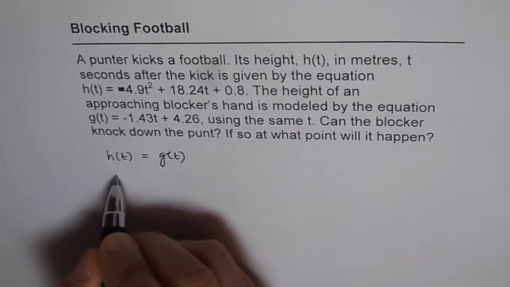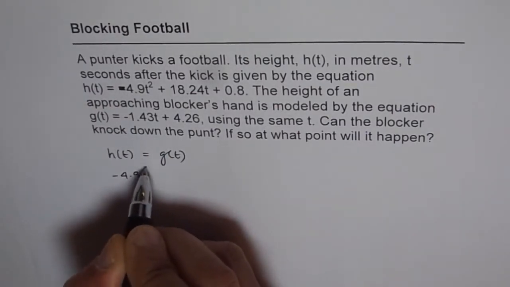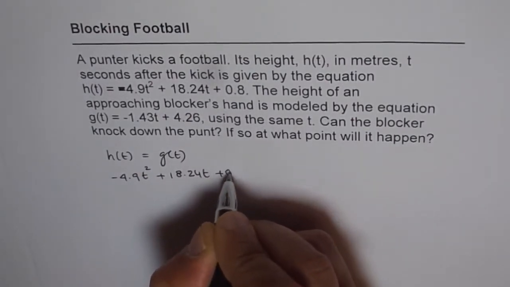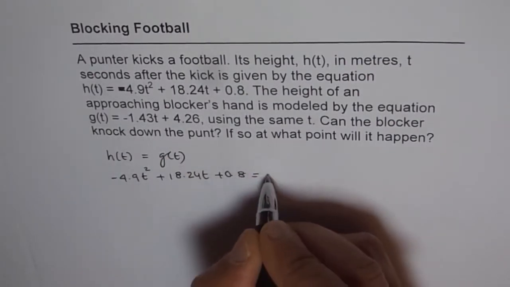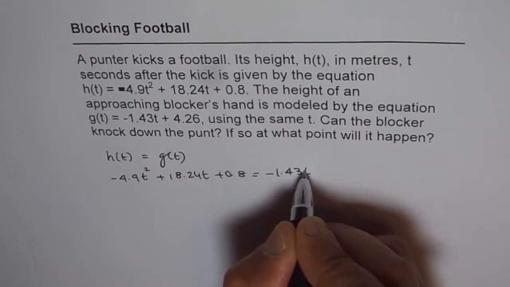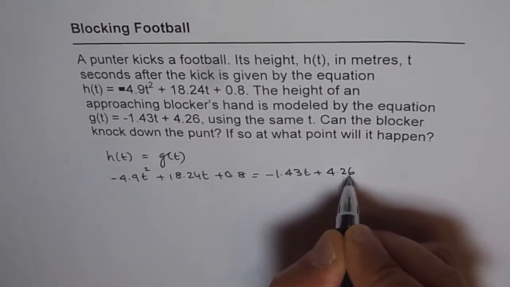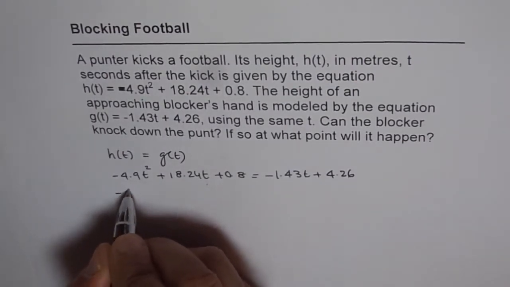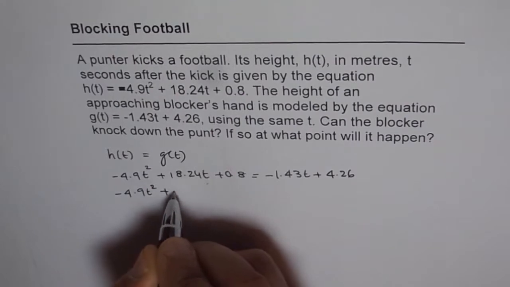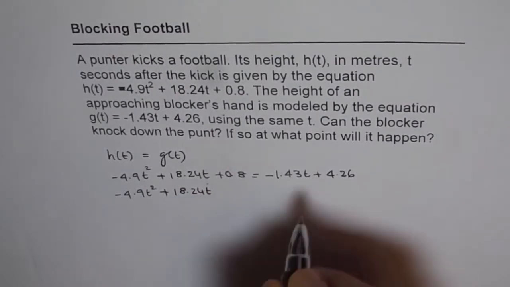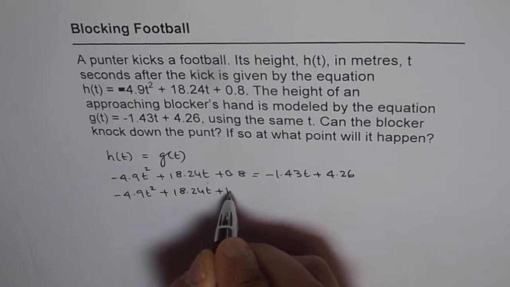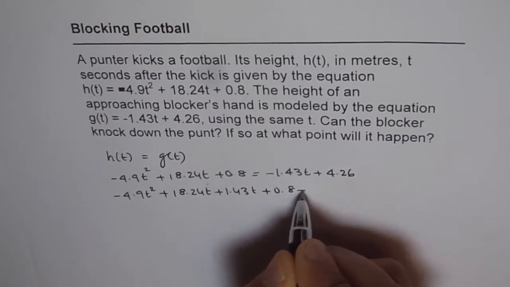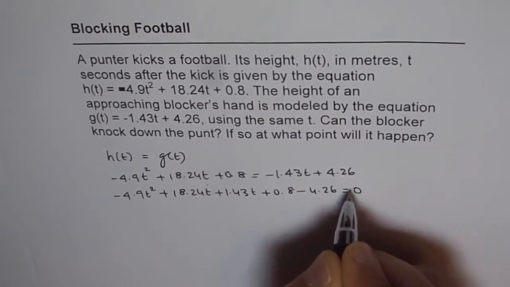So h of t is minus 4.9 t square plus 18.24 t plus 0.8, and g of t is given as minus 1.43 t plus 4.26. Now we can bring all the terms on one side and solve for t. So we get minus 4.9 t square plus 18.24 t, minus becomes plus 1.43 t, and then we have plus 0.8, and this is minus 4.26 equals 0.